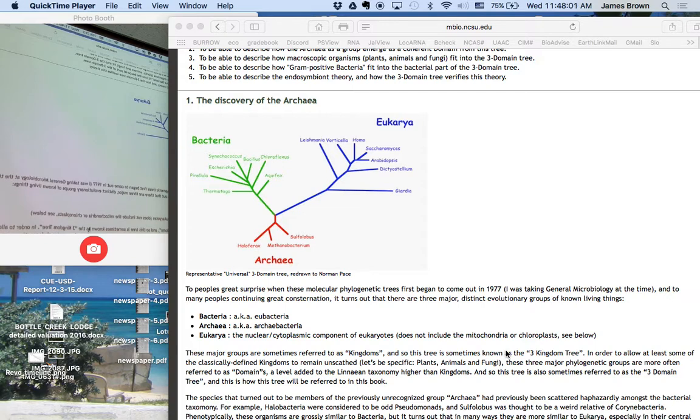And so when you do this, you find that organisms fall into three major branches, the ones we now call the bacteria, the archaea, and the eukarya, where these are the nuclear lineages of the eukaryotes.